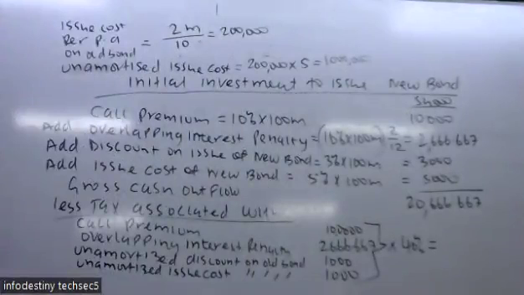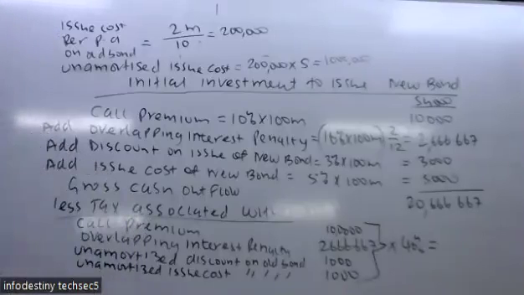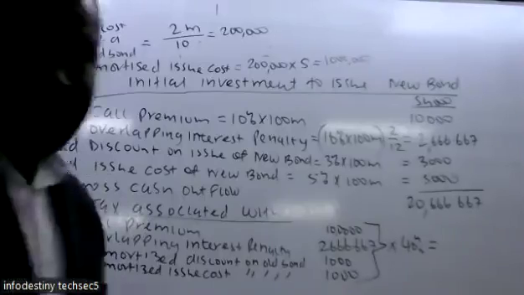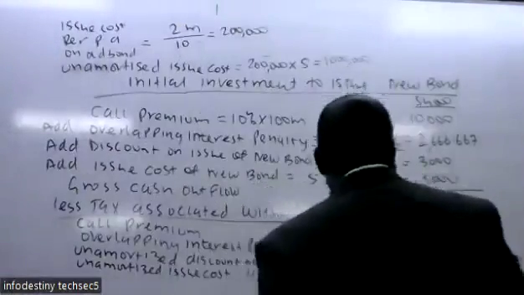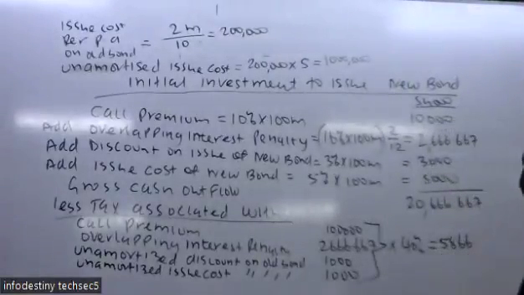So how much would be that tax? Which figure? 58. Point what?